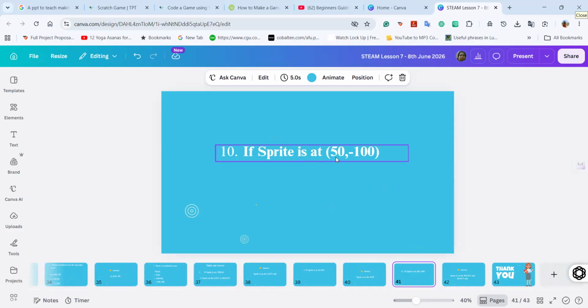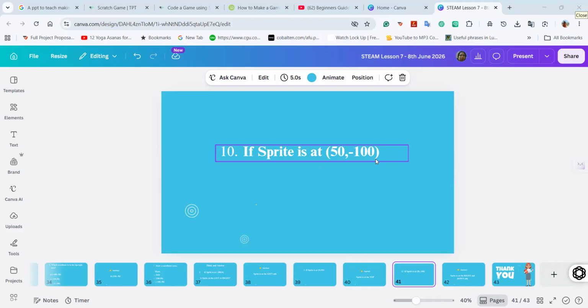Okay. Again, now sprite is at 50 and minus 100. 50 is which one? X or Y? No, Fahima, you're wrong. And then minus 100 is which one? Y or X? Y. So is Y up or down? Minus is up or down? Down. Good, Zora. So 50 and down. Yes. So it is going down.